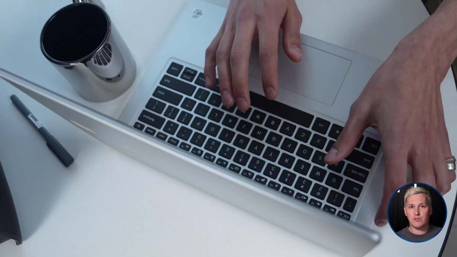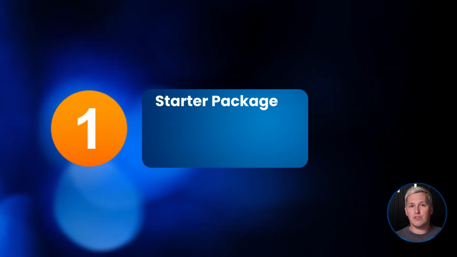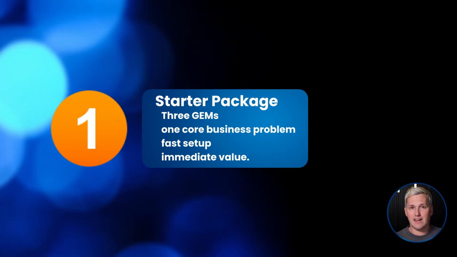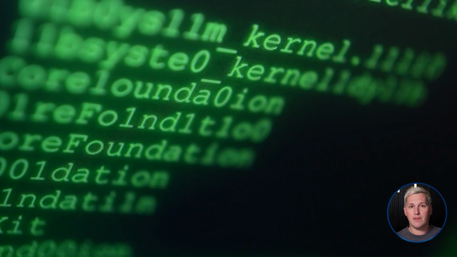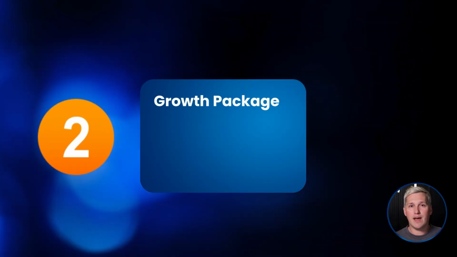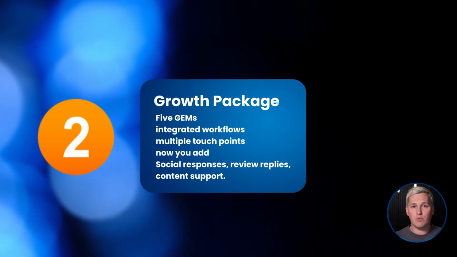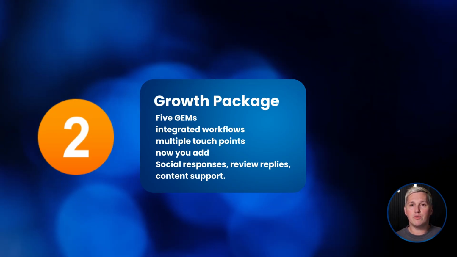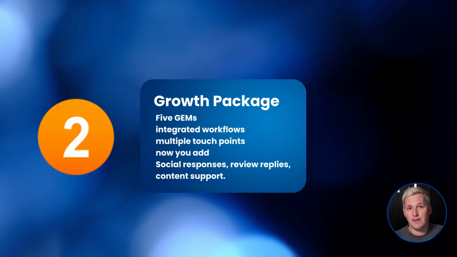This is where professionals separate themselves. Tier 1, starter package: 3 gems, one core business problem, fast setup, immediate value. Example: lead response, initial follow-ups, basic content replies. This tier proves the concept. Tier 2, growth package: 5 gems, integrated workflows, multiple touch points. Now you add social responses, review replies, content support. The business sees consistency and time savings.